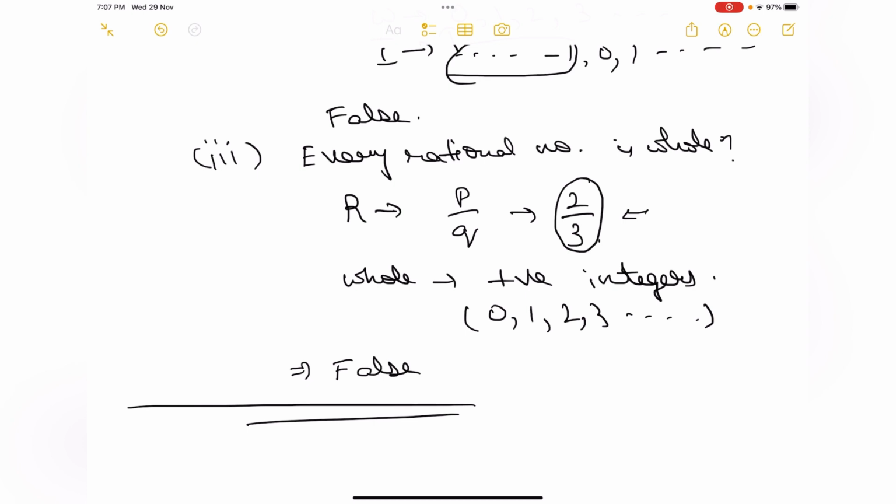So basically, to prove any statement false, one example not satisfying the condition is enough to prove it false, right? But for true, you have to do the opposite. Basically, you have to prove that all the cases of the given statement are true, right? So that is how we prove statements.